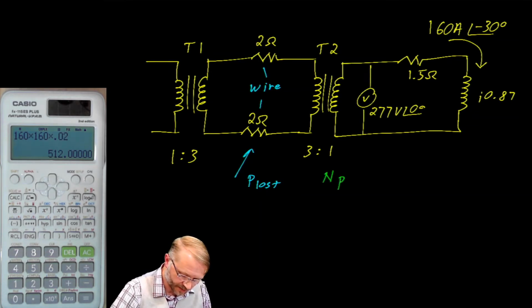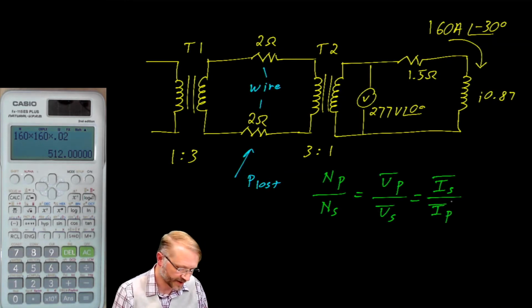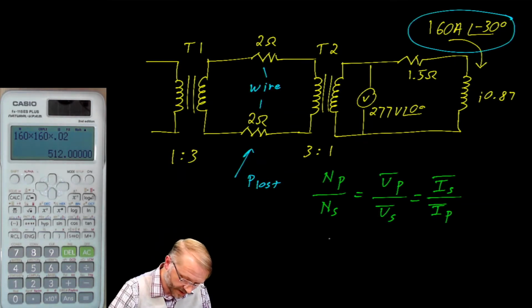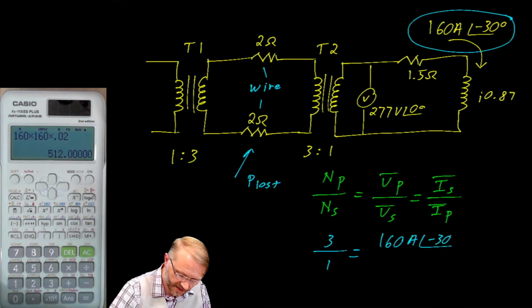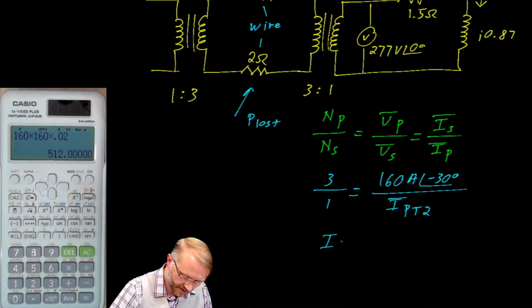From your note card, the number of turns on the primary over the number of turns on the secondary is the voltage on the primary over the voltage in the secondary. And current is upside down, with this being the current in the secondary and this being the current in the primary. In this example, the current in the secondary winding of T2 is that 160 amps. So we could say that 3 is to 1 as 160 amps at a phase angle of negative 30 degrees is to the current in the primary of T2. Solving for that current, the current in the primary of T2 is equal to 53 amps at a phase angle of negative 30 degrees.